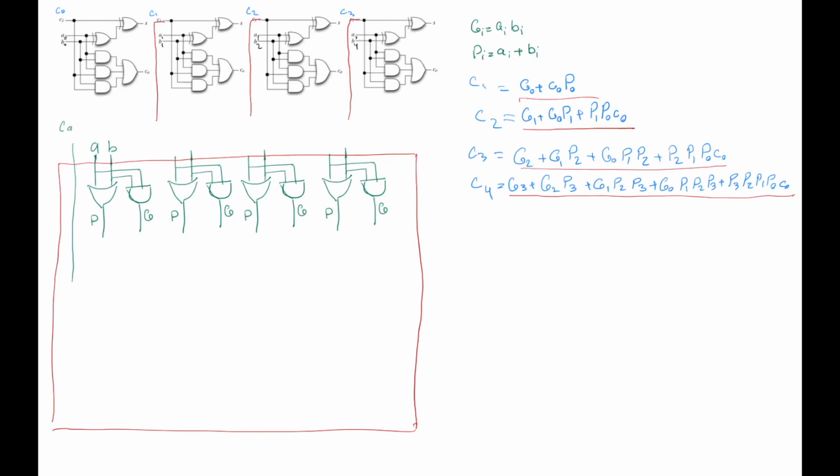Now for each of these, I'm going to compute the C's. Let's start with C1. For C1, what you need to do is to simply AND C0. I'm going to take C0 across so that everyone has it.